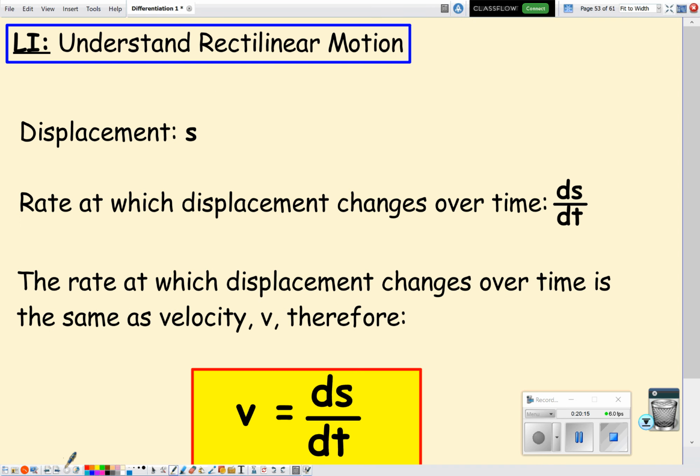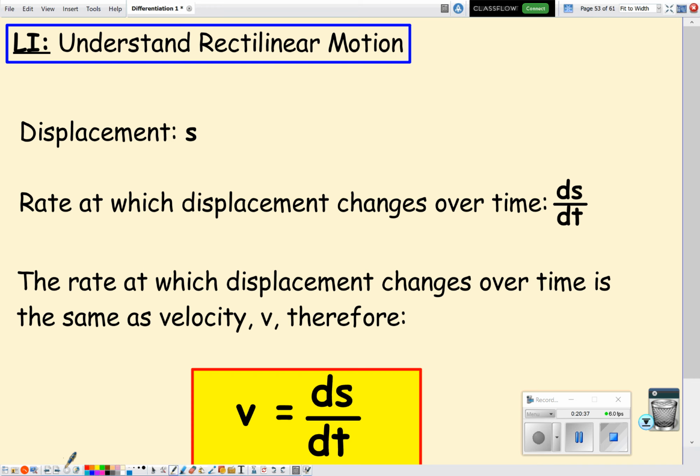Now, displacement. We use the letter S for displacement. Don't ask me why, because I actually don't know. But we use the letter S for displacement. And the rate at which displacement changes over time is going to be ds by dt, right? So the derivative of displacement with respect to time.